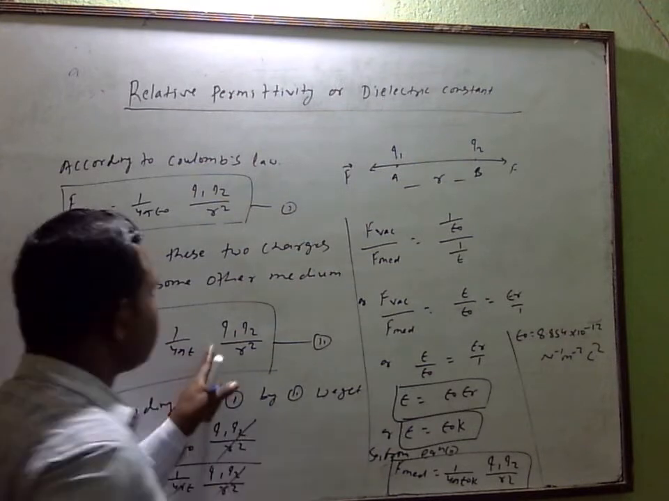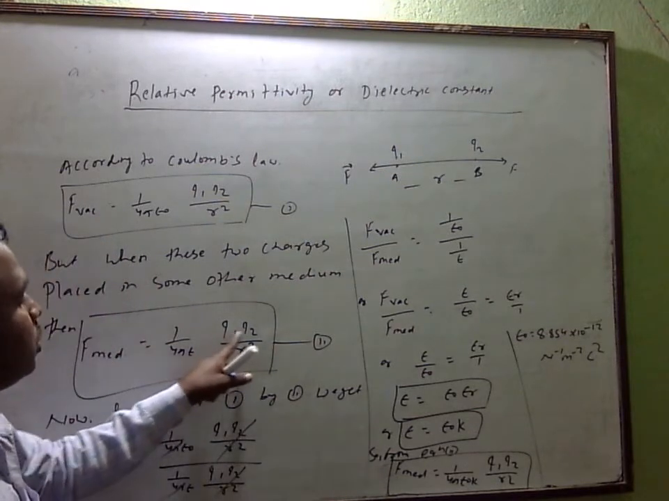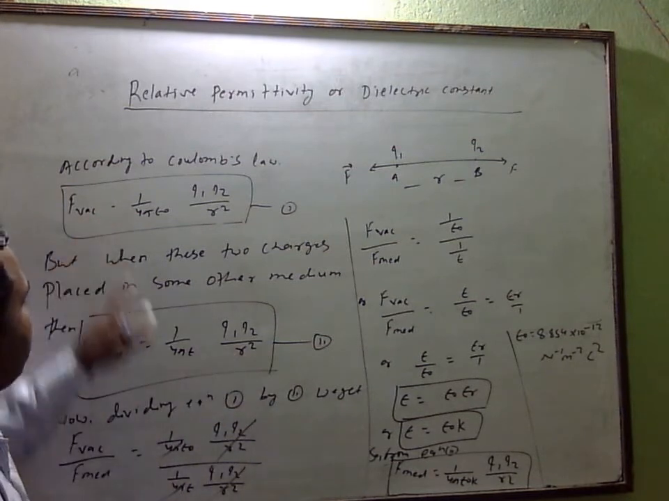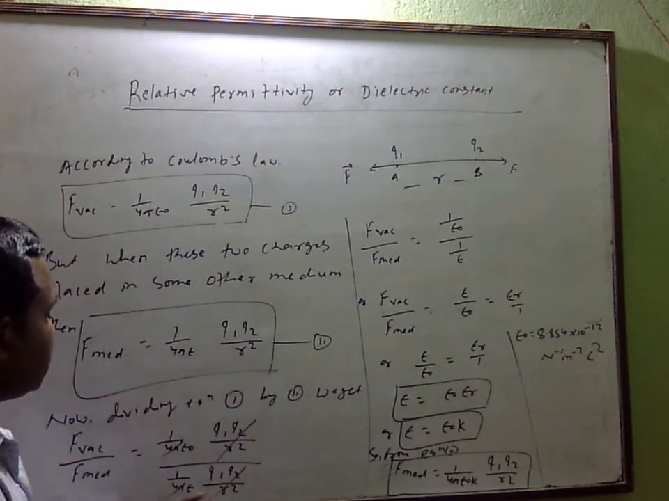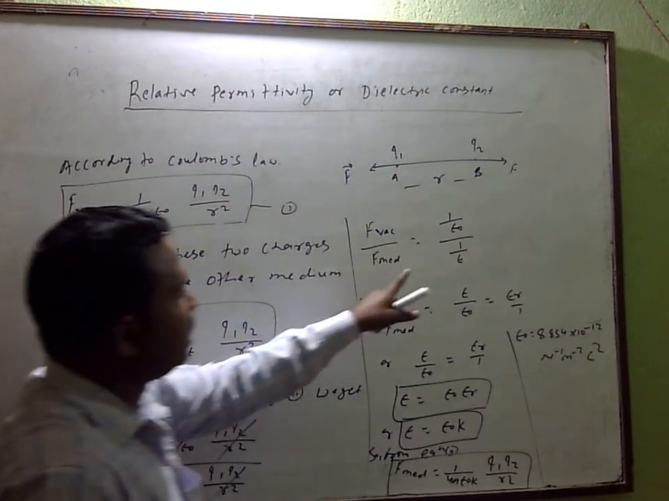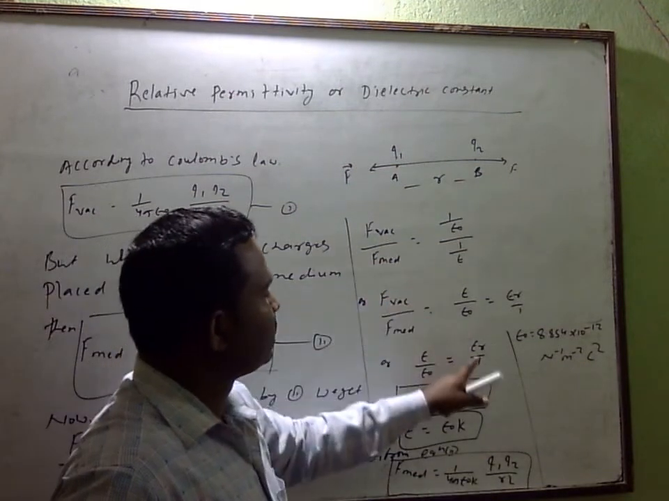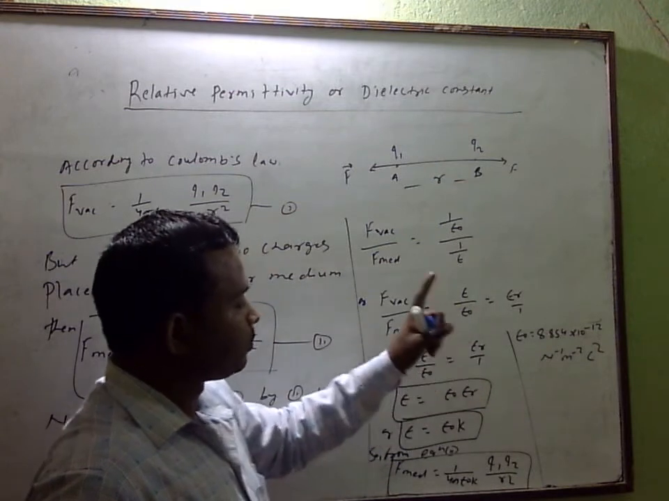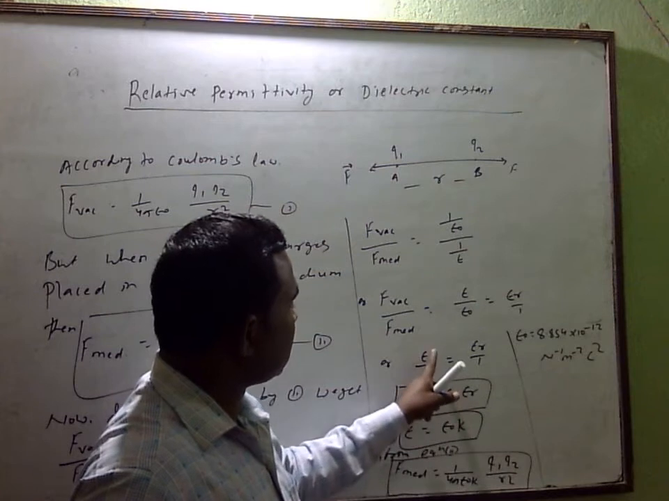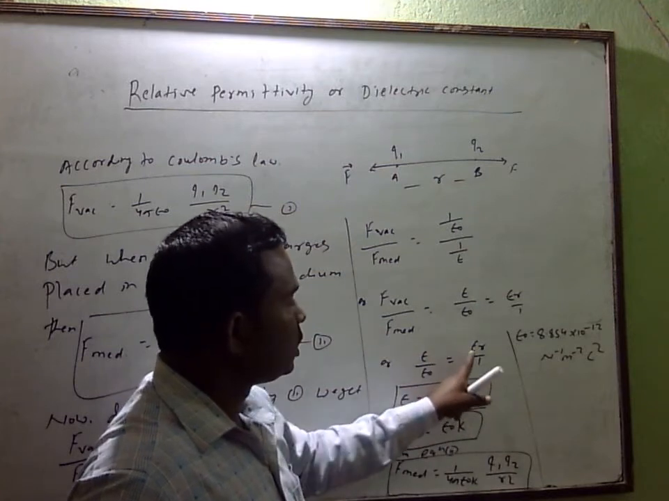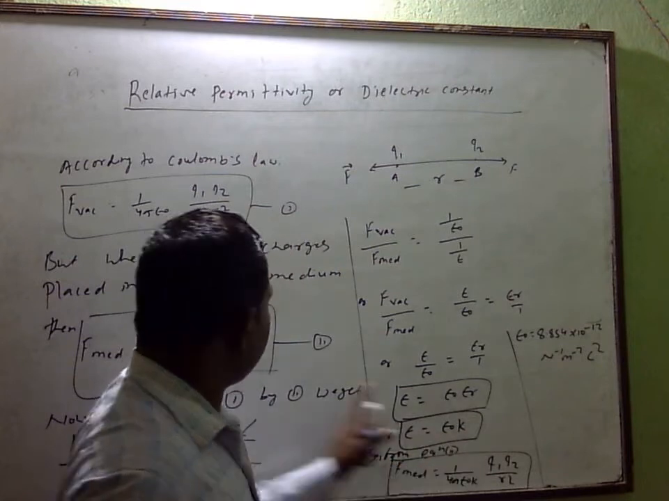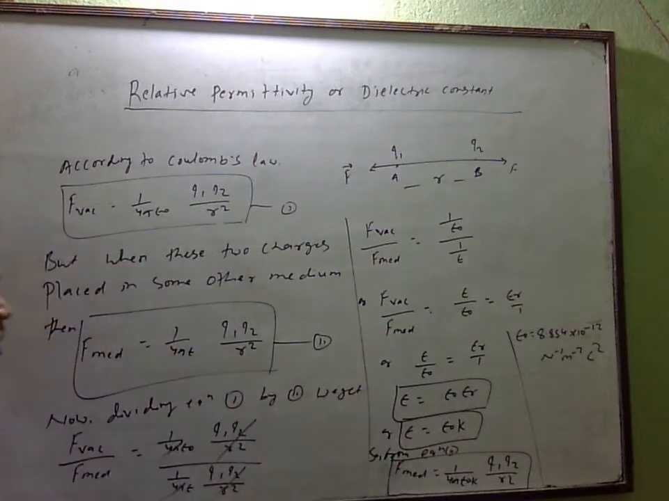Epsilon naught will be removed. Only epsilon here will be q1 q2 by r square, and then by dividing this by the second equation, some terms will cancel out. You can see that I have cancelled out here, and finally we have this, and after arranging we can find it out. We know that epsilon by epsilon naught equals epsilon r. So cross multiply and put this value in equation 2. So finally we got this one.